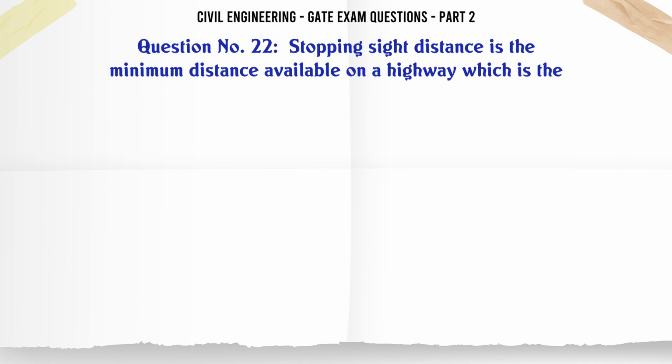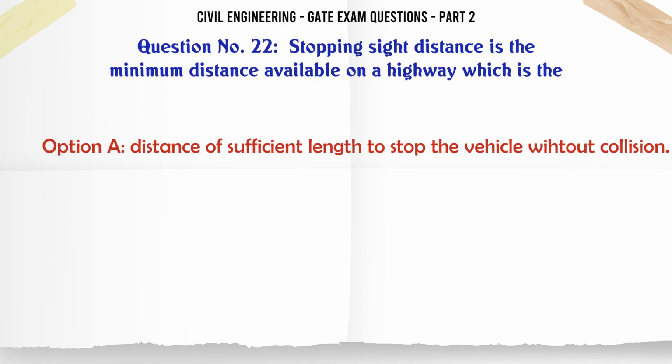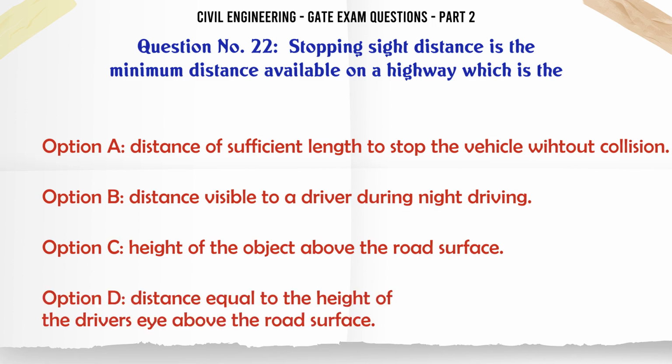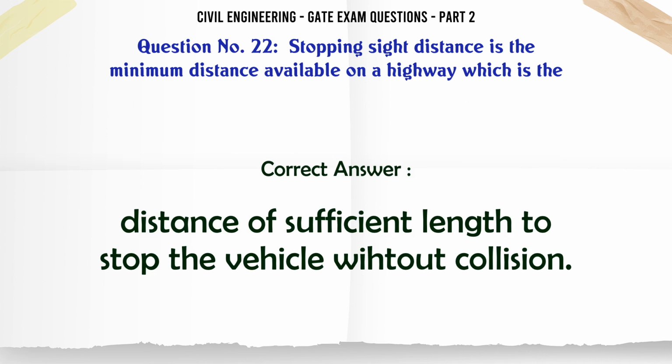Stopping sight distance is the minimum distance available on a highway, which is the A. distance of sufficient length to stop the vehicle without collision, B. distance visible to a driver during night driving, C. height of the object above the road surface, D. distance equal to the height of the driver's eye above the road surface. The correct answer is distance of sufficient length to stop the vehicle without collision.